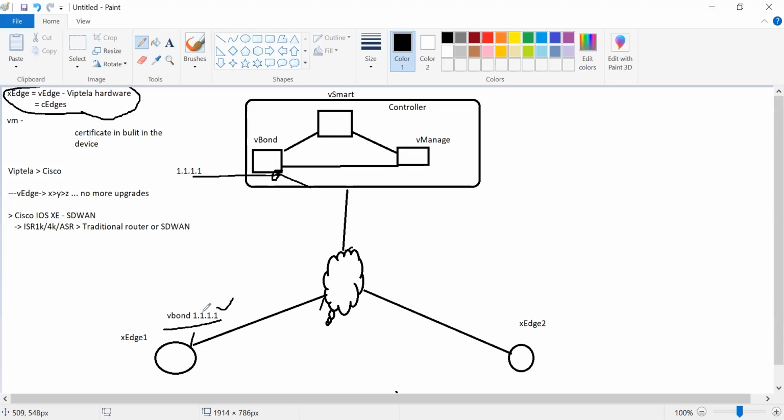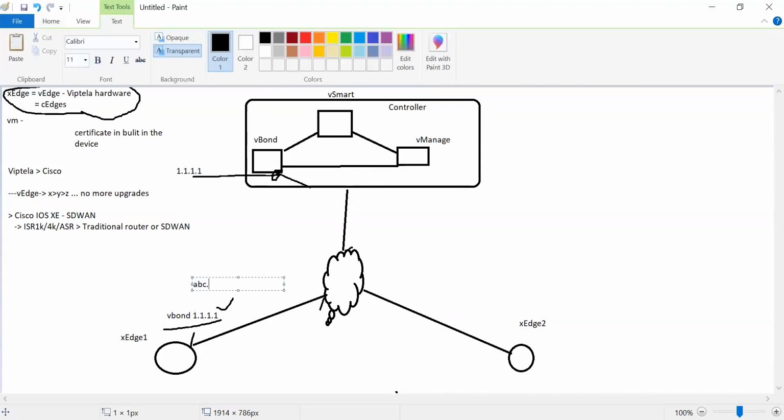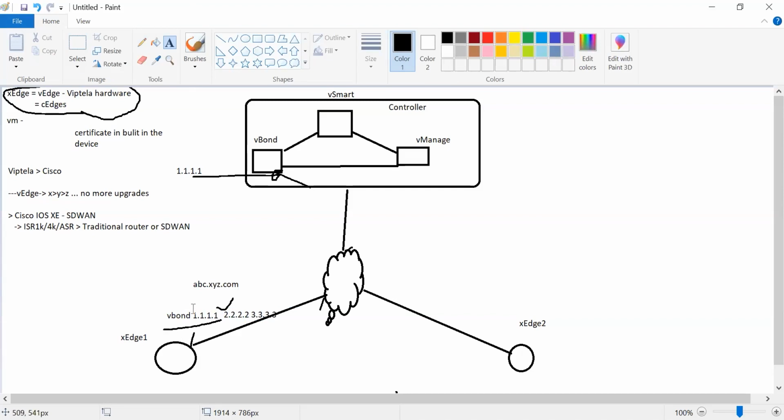Now, instead of this IP address, we can type a domain name here as well. Or we can type multiple vBond IP addresses, like vBond 1.1.1.1, 2.2.2.2, 3.3.3.3. In case there are 3 IP addresses, there would be 3 vBonds. 222 would be the physical IP address of the second vBond, 333 the third vBond. It would choose randomly to go to either of the vBonds. We will come to the purpose of why it goes to vBond.